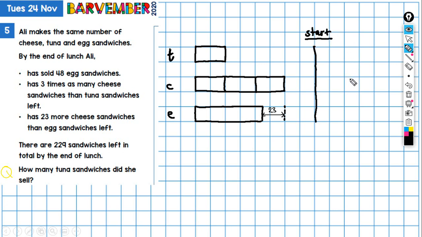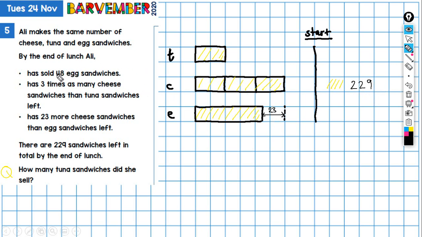Okay, so I can now fill in some other information. I'm going to shade in these blocks to show the sandwiches that were left. These are all the sandwiches that were left. And what do we know about that? We know that there were 229. So 229 sandwiches were left.